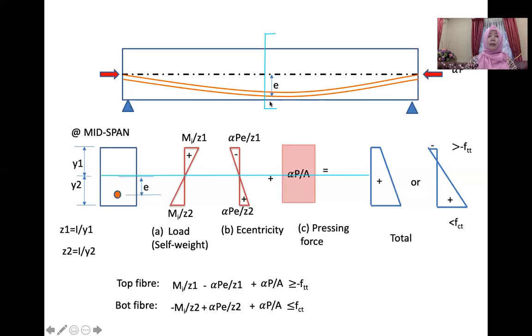So in pre-stress, we don't want this section to crack. This point, we don't want this point to be cracked. Therefore, this is our assumption. It must be positive here. When we add up all of the stress here, the bottom one must be positive.